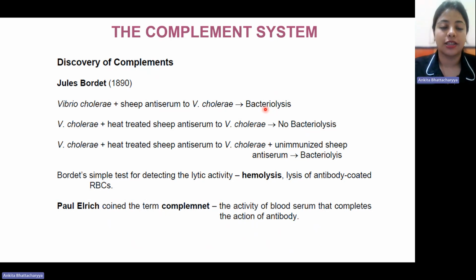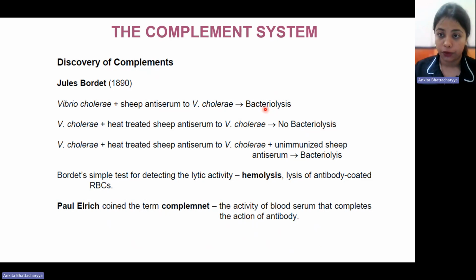Second, when Vibrio cholerae is subjected to heat-treated sheep antiserum to Vibrio cholerae, then there is no bacteriolysis. However, when we have Vibrio cholerae along with this heat-treated sheep antiserum, along with unimmunized sheep antiserum, then there is bacteriolysis. How is this possible? What we understand from here is that there is some component within an unimmunized antiserum, which means that it is not the serum from an organism which has been exposed to that antigen, and therefore the antibody specific to it is not present. Something else is present in the serum apart from the humoral part of it.